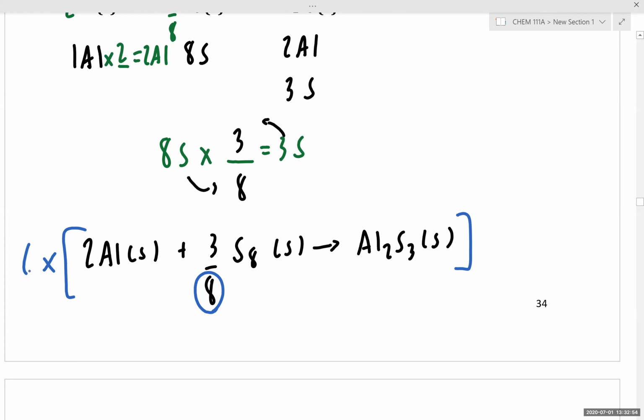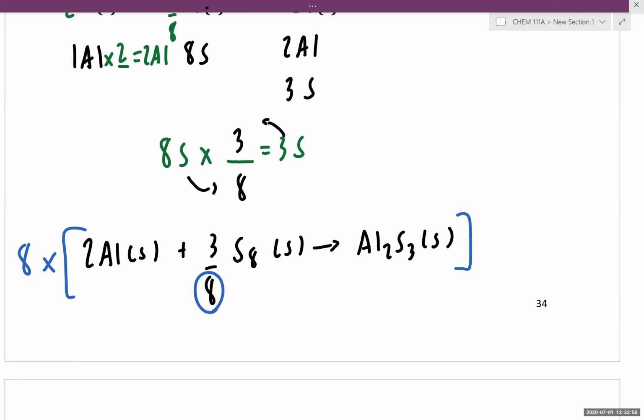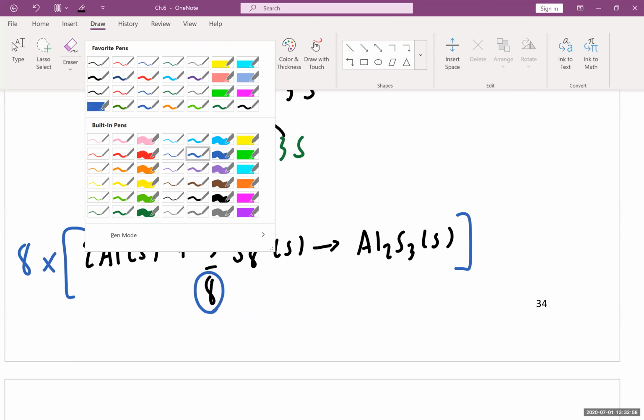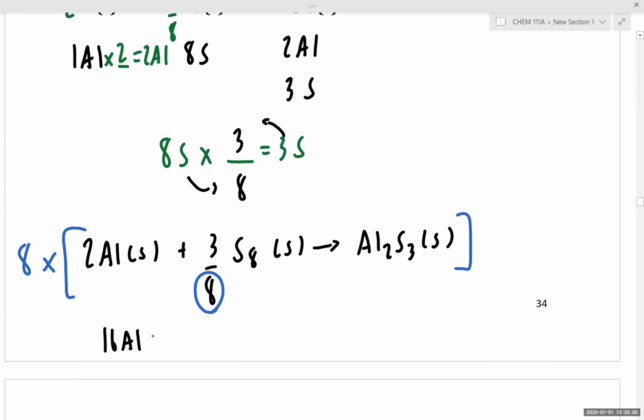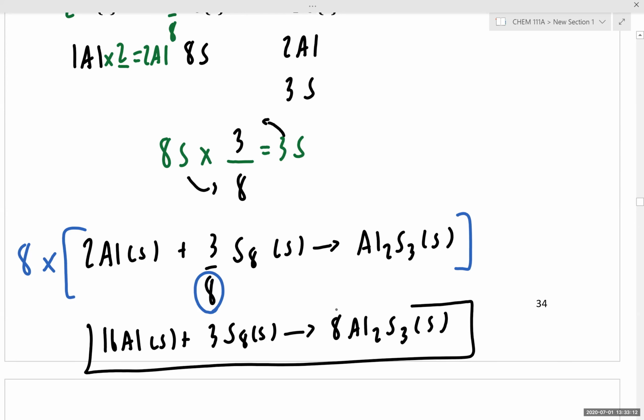8. And that in turn gives us 16 aluminum solid plus 3 S8 solid plus 8 aluminum sulfide. There we go. Any questions on this example so far?